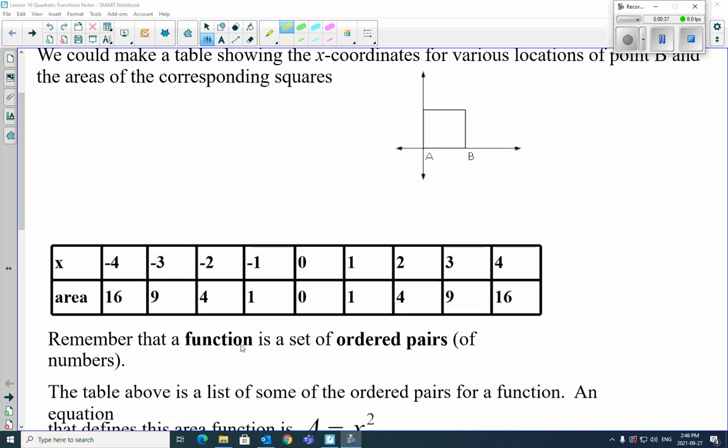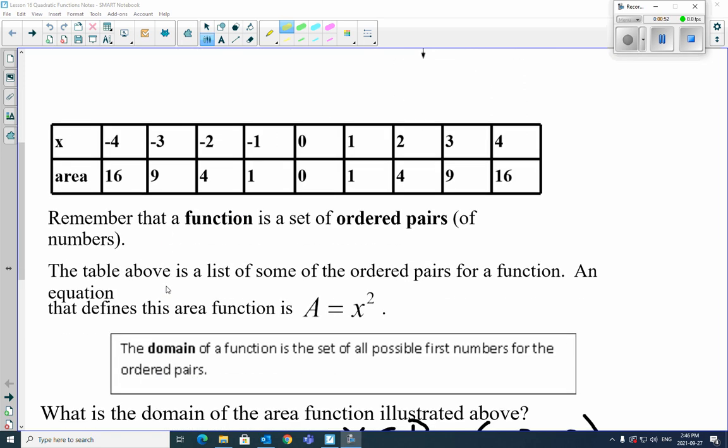So what we have is a function, basically, right? We have a set of ordered pairs. So there's the x value, like -4, and the y value that goes with it is 16. Another x value is -3 and 9, right? And we could graph those and graph those and graph those. Okay, so now when we're dealing with that, we can talk about domain and range.